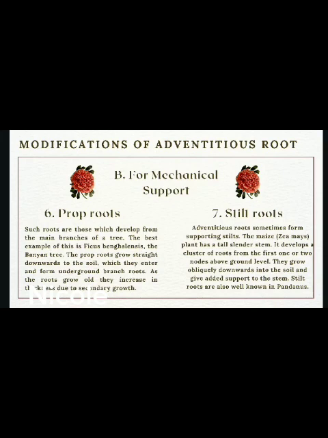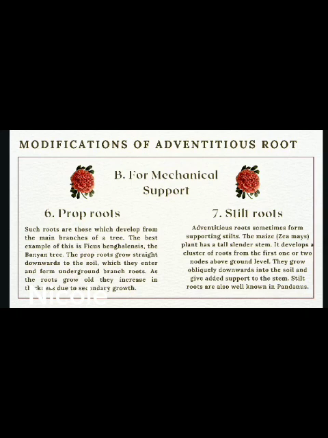Modifications of adventitious root for mechanical support. Number 6, prop roots. Such roots are those which develop from the main branches of a tree. The best example of this is Ficus benghalensis, the banyan tree. The prop roots grow straight downwards to the soil, which they enter and form underground branch roots. As the roots grow old, they increase in thickness due to secondary growth.